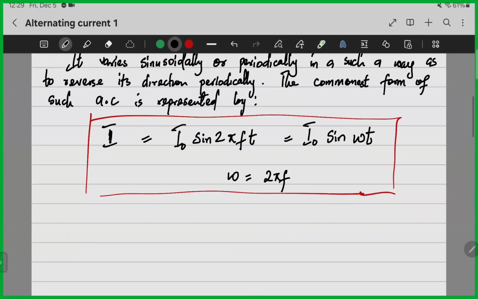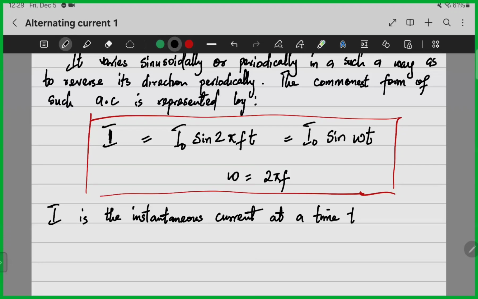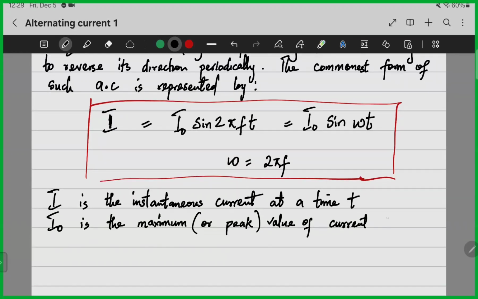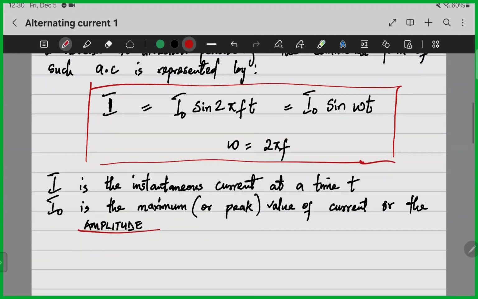And right here, it is good to note that I is the instantaneous current at a time t, while I naught is the maximum, or we say peak value of current, or the amplitude. Take note of that. I naught is regarded as the amplitude.